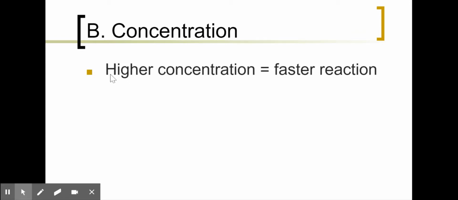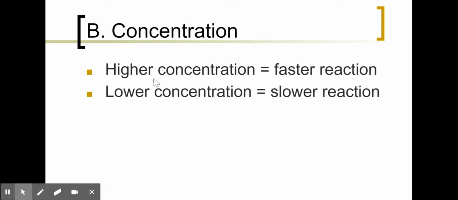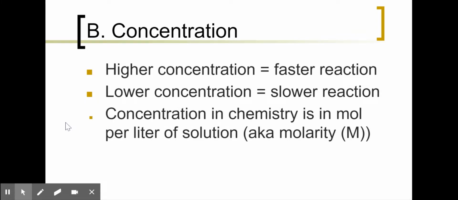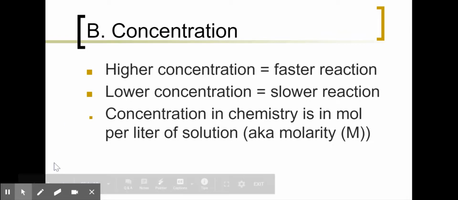So a higher concentration of reactants, more reactants in a certain amount of space, gives us a faster reaction. Lower concentration gives us a slower reaction. In chemistry, we use moles per liter as our concentration unit. We also use percent. The name of that is molarity, and we use a capital M as the unit for that. We'll often say, this solution is 2 molar.